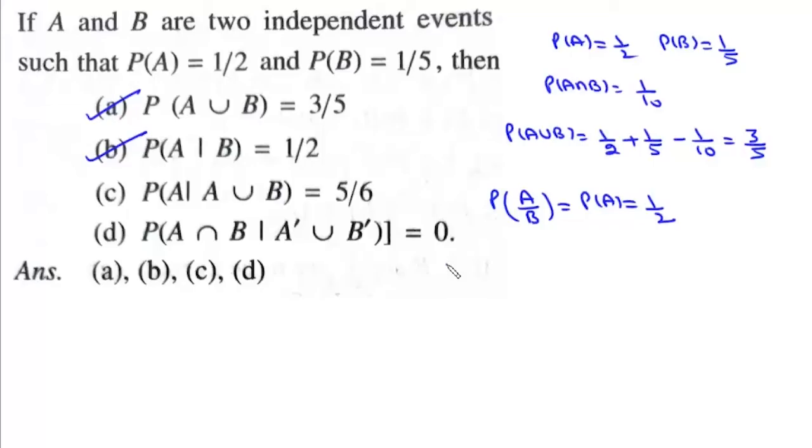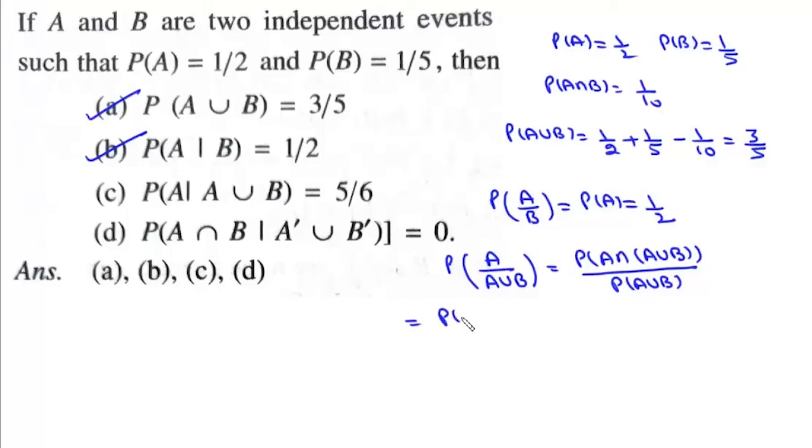Now if we look at probability of A upon A union B, then it will be probability of A intersection (A union B) upon probability of A union B. Now A intersection (A union B) is probability of A. So it will be probability of A upon probability of A union B. Now probability of A is 1 by 2 and A union B is 3 by 5. So this probability is actually 5 by 6 and that's your option C.